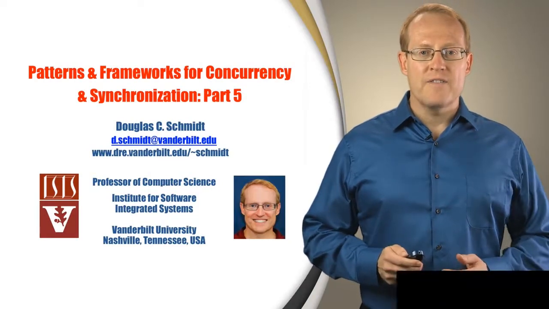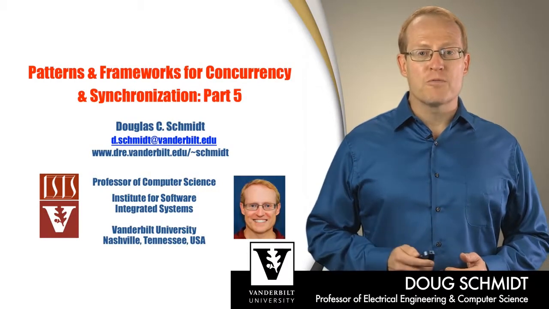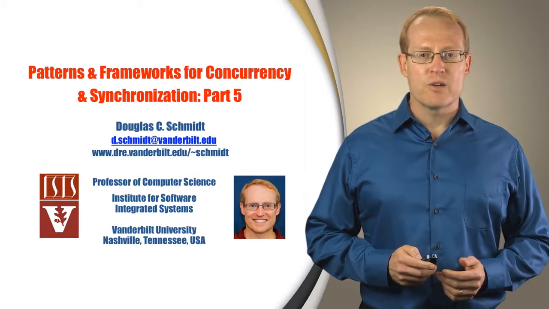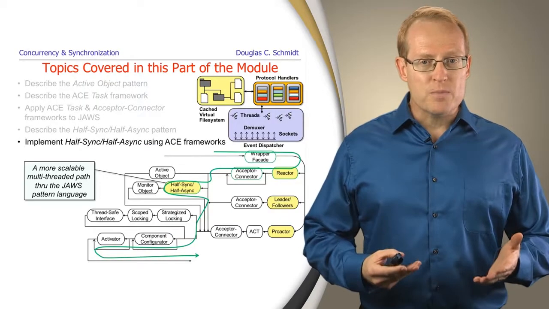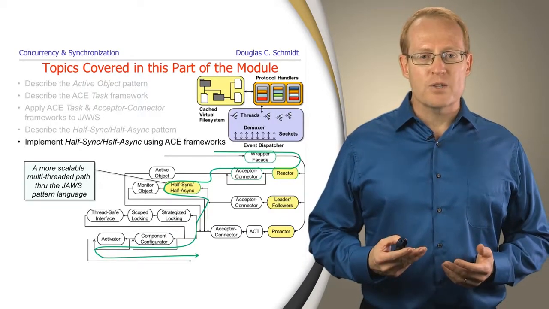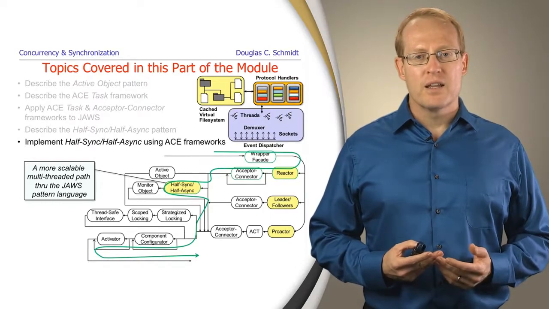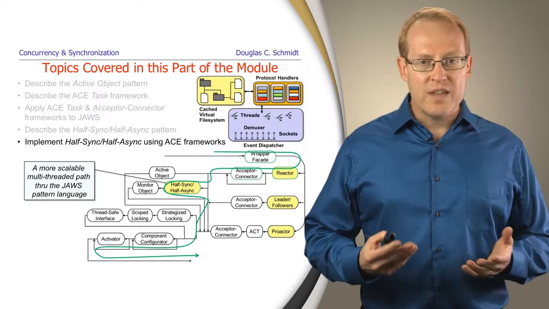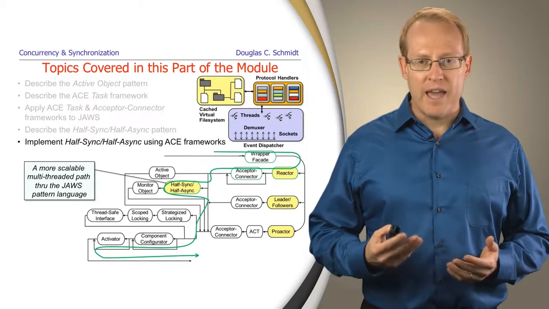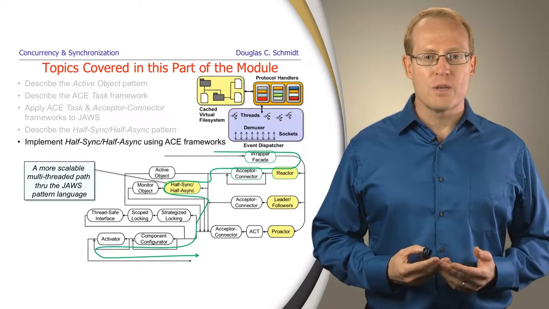Welcome to Part 5 in the module on Patterns and Frameworks for Concurrency and Synchronization. In previous parts of this module, we started by describing the active object pattern and exploring the ACE task framework that can be used to implement active objects and other concurrency patterns.